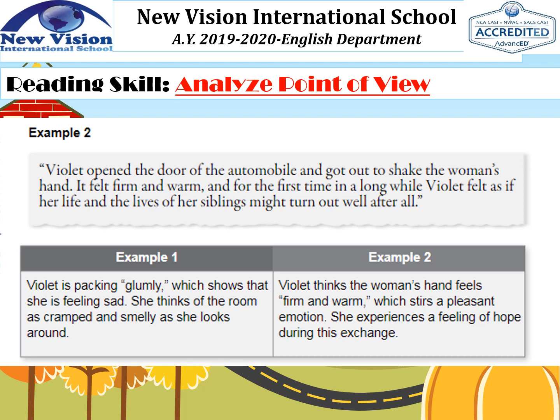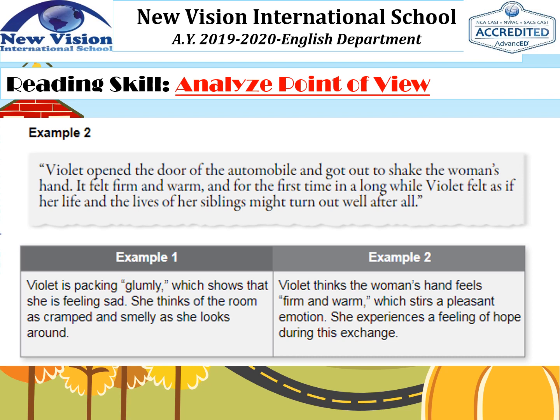Let's go back again as these two examples are put into boxes. For example number one, Violet is packing glumly, which shows that she is feeling sad. She thinks of the room as cramped and smelly as she looks around. So we could say that in the first one, from the point of view of Violet, she is feeling sad and unsure of life. Okay? But in contrast, her perspective or point of view changes as we read example number two.